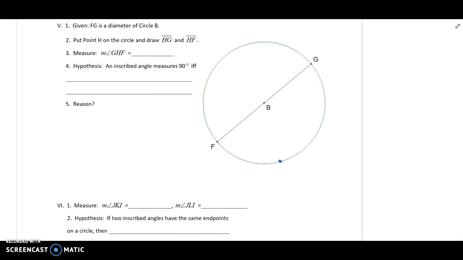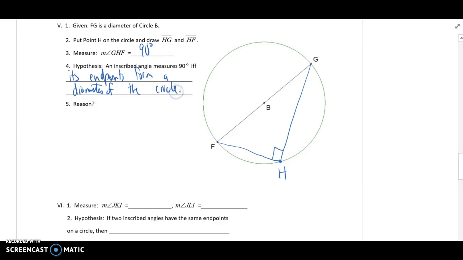Number 5, put point H on this circle. So here is my point H. Draw in those 2 chords and measure angle GHF. It turns out that that measurement is 90 degrees. So an inscribed angle measures 90 degrees like this one if and only if its endpoints form a diameter of the circle.